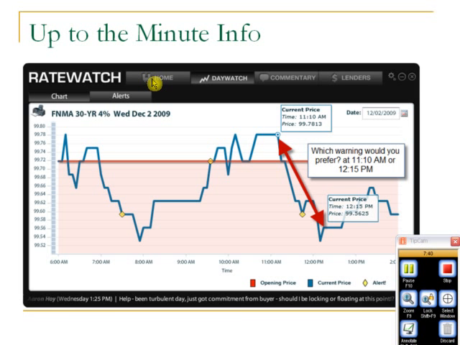One of the most valuable tools I have is the ability to see in real time what the rates are doing, with up-to-the-minute information on where they are. I am alerted when the rates move in one direction or another, which this past year has been about once every 4 hours or so.